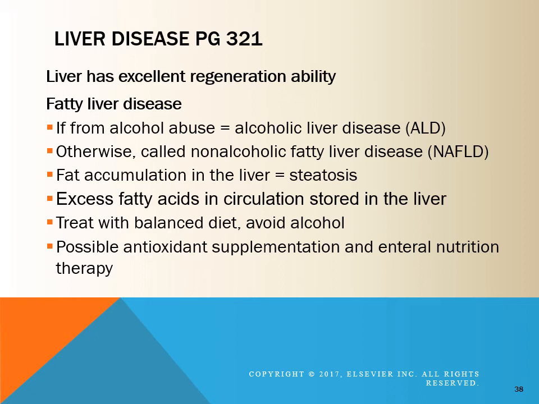All right, so we did most of the big GI things, but remember we're GI and accessory organs. So now we're going to go into those accessory organs. We're starting with liver, so liver disease. Liver has excellent regeneration ability, so it can regenerate itself. Fatty liver disease is from alcohol abuse, alcoholic liver disease, ALD, otherwise called non-alcoholic fatty liver disease. Fat accumulation in the liver is steatosis.